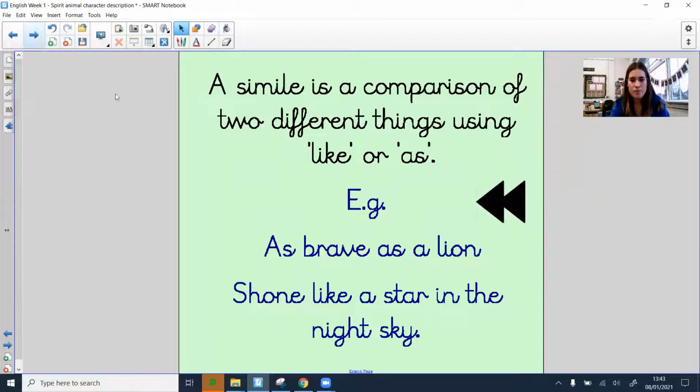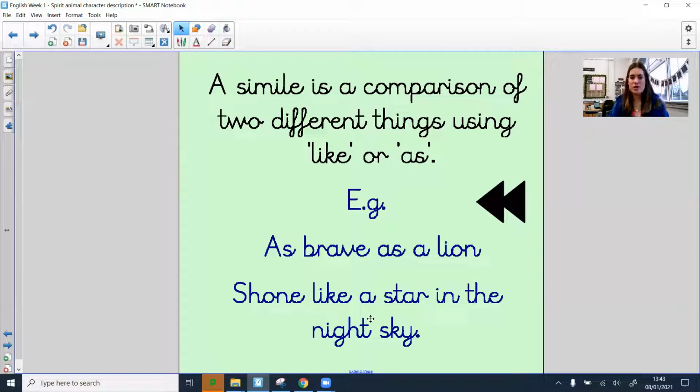So a simile is a comparison of two different things using like or as. So you'll always be able to recognize a simile because it will always use either the word like or as. For example, as brave as a lion. Okay, I've got that word as. I'm not saying they are a lion, I'm saying they are as brave as one. Shone like a star in the night sky. They're not a star in the night sky, but they've shone like one.